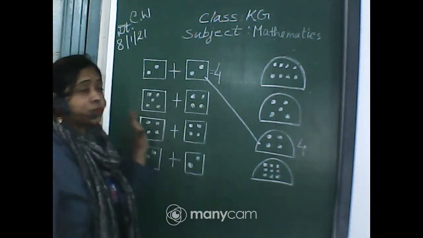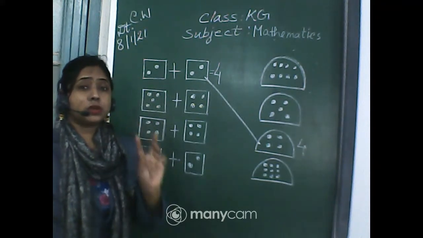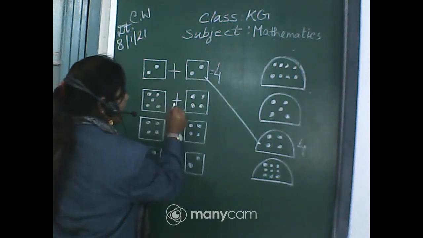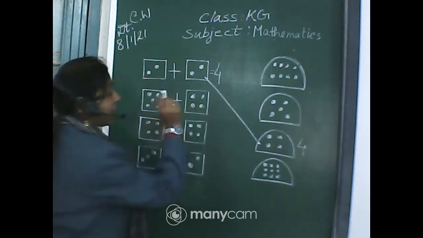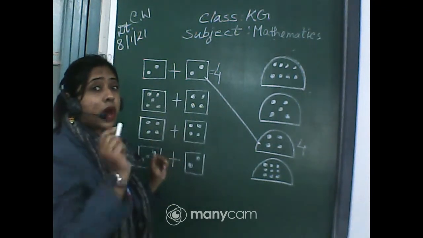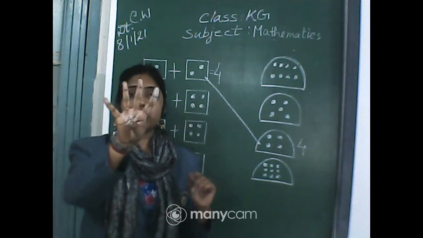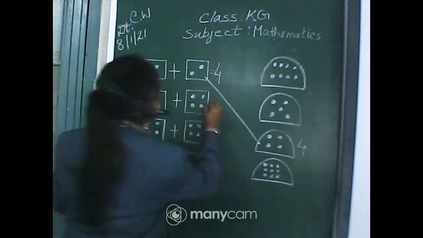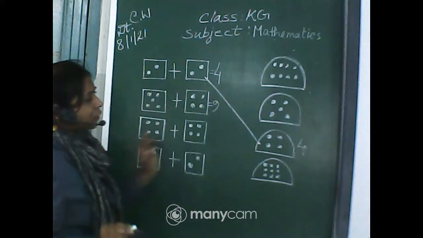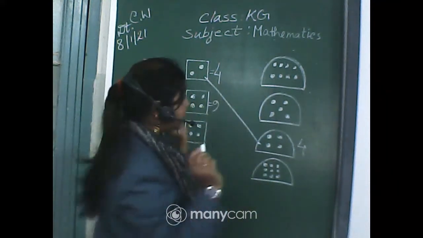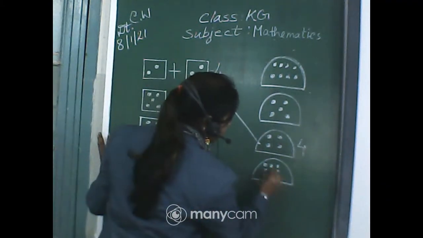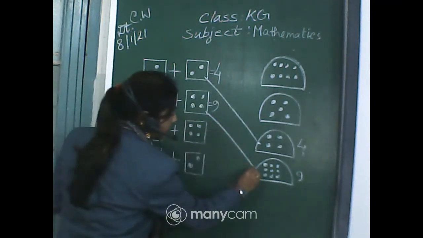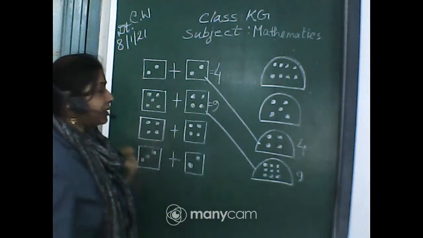Now next, number 2. 2 square boxes you should add together. So first one is 1, 2, 3, 4, 5 plus 1, 2, 3, 4. 5 plus 4. So how many? 1, 2, 3, 4, and the 5, after that 6, 7, 8, 9. Okay, so 5 plus 4 is equal to 9. So we will find where 9 dots are in the semicircle. Yes, the last one: 1, 2, 3, 4, 5, 6, 7, 8, 9. So we matched with this. Completed.